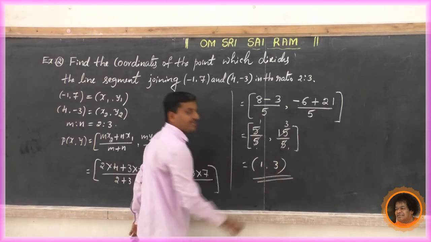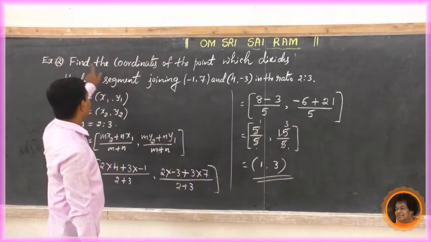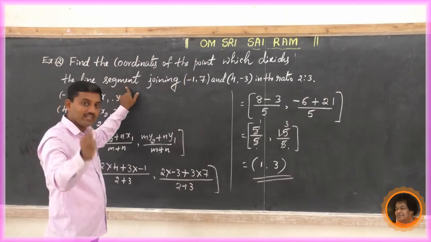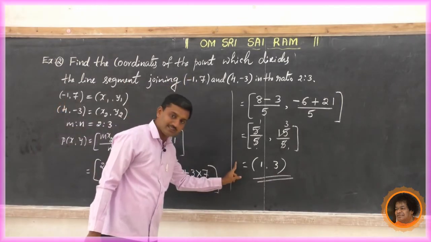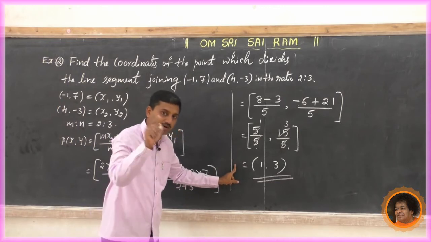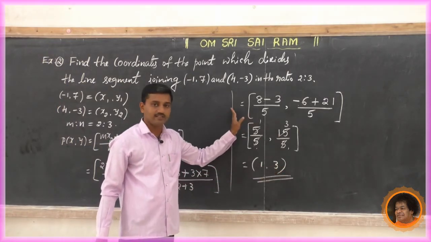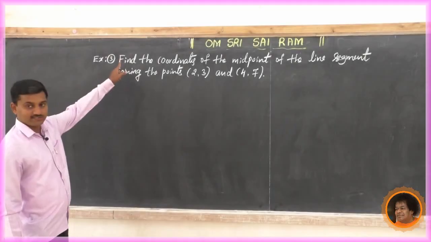So this is the coordinates of the point. So what is the question given? Find the coordinates of the point which divides the line segment. So the coordinates of that point, or the coordinates of the point P in the form of (x, y), that is 1, 3. I think it is clear. Next we pass on to the next example.